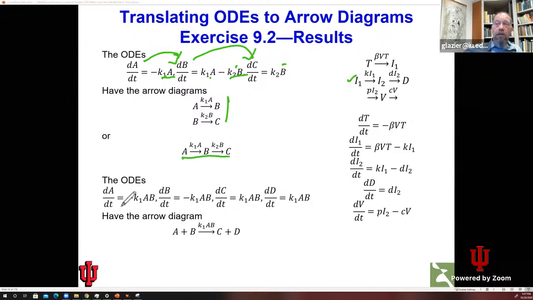For the second one, I notice that I have A with a minus sign, B with a minus sign, C with a plus sign, and D with a plus sign, and I have the same rate for all of them. When I see the same rate for everything, that usually means there's a single arrow. And so this has the form of A plus B goes to C plus D at a rate K1AB.